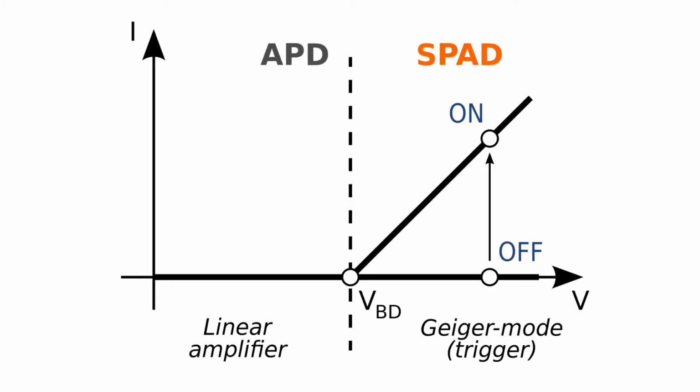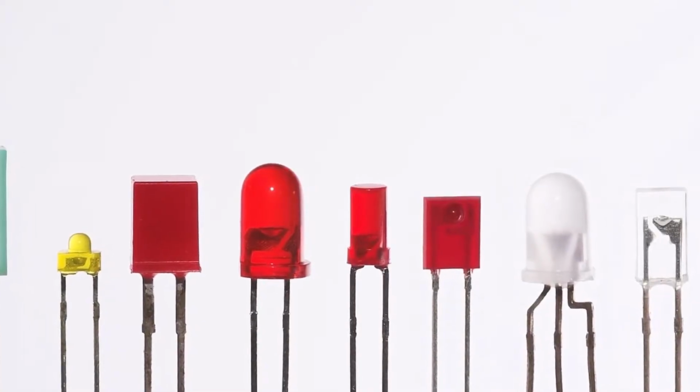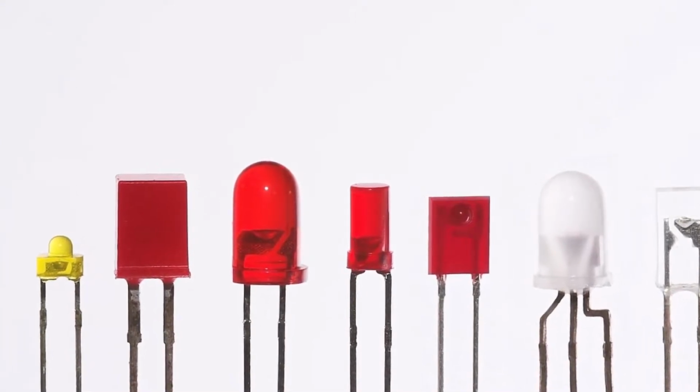Single photon avalanche diode, also known as SPAD, is an electronic device specifically designed to operate at the breakdown voltage region of a diode to detect single photon. Now, surprisingly, some LED, light emitting diode, can actually operate as a SPAD.